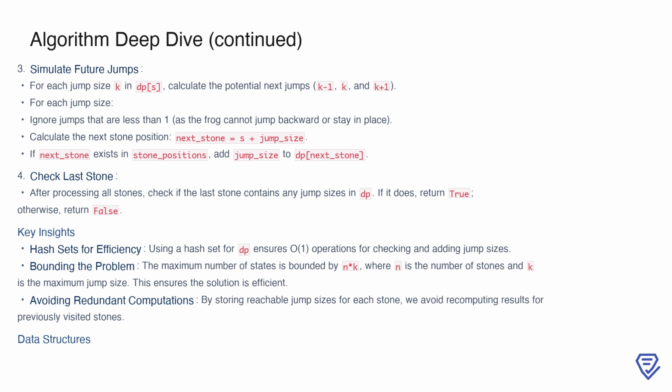The key insights here are the use of hash sets for efficient lookups and the bounded nature of the problem, where the total number of states is limited by the product of the number of stones and the maximum jump size. This makes the approach computationally efficient. Additionally, by storing jump sizes for each stone, we avoid redundant calculations for stones we've already processed.